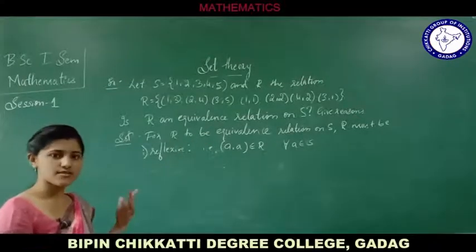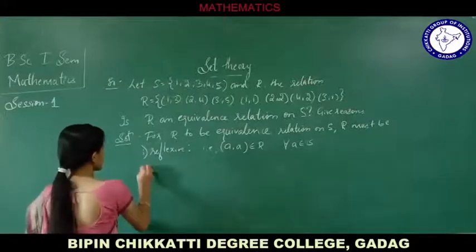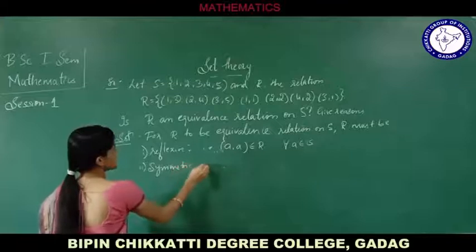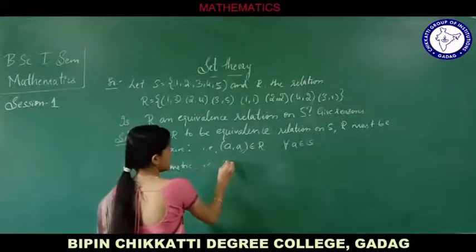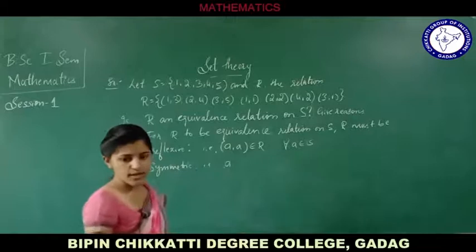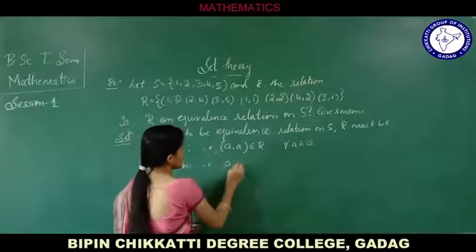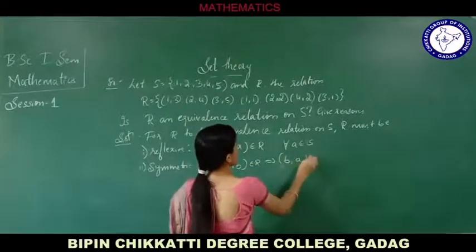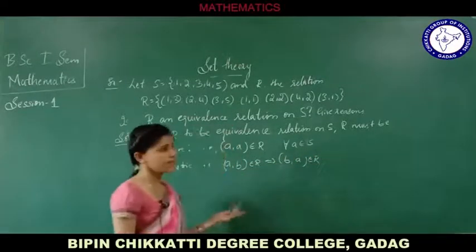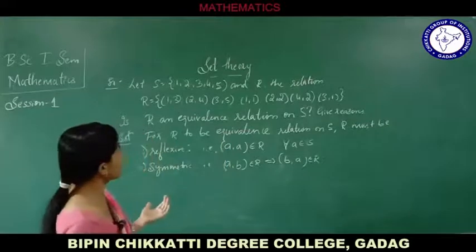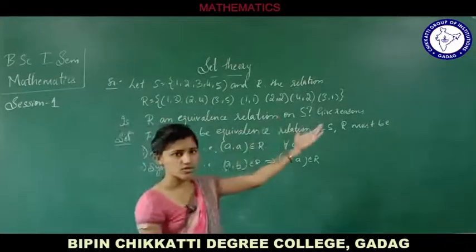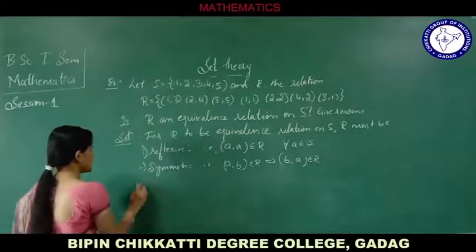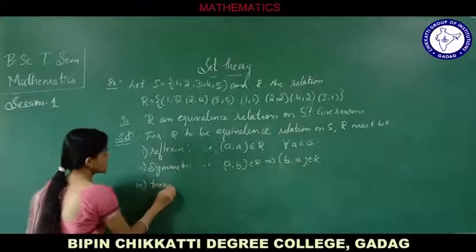Then what about the symmetric relation, the second one? To be symmetric, what is the condition? If (a, b) belongs to R, then this should imply that (b, a) should also belong to R, for any of them. Means if (1, 3) belongs to R, (3, 1) is also going to belong to R. Hence it is symmetric.